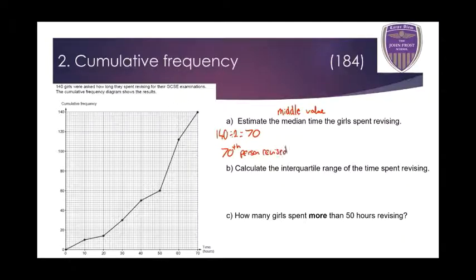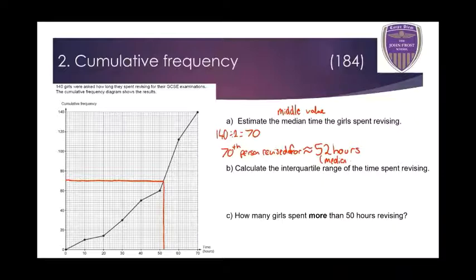She revised for roughly, because this isn't going to be exact, it's going to be an estimate. So we find 70 on our diagram. Again, use a ruler. Don't do this freehand. And take it across until you hit your cumulative frequency line, and then you take that down so you hit the x-axis. So I'm going to estimate that the 70th person revised for roughly 52 hours. And this is my median value.